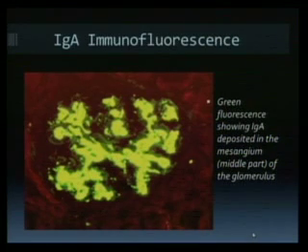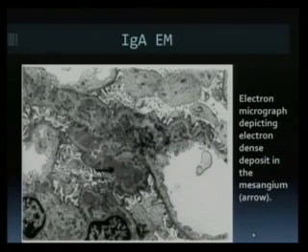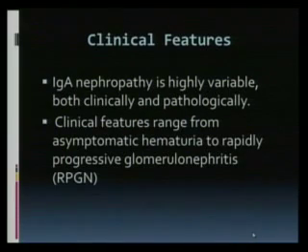And here's the immunofluorescence. You see very dense deposits of IgA. And if you look at the EM, you have the dense deposit here in the mesangial matrix. I have a little arrow that illustrates that dense deposit. So you do have glomerular damage. That's why you see protein in the urine, and also RBCs in the urine, because the basement membrane is also being affected.